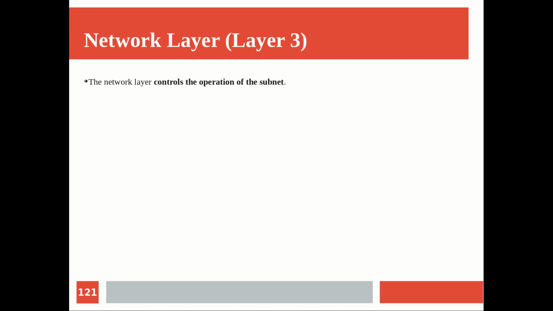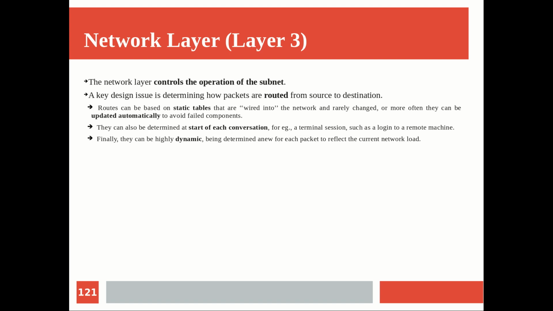So the network layer controls the operation of the subnet over which the information is being communicated. The subnet is a part of the network that is being used by a particular communication. Now the key design issue is determining how packets are routed from source to destination. That means through the subnet, how the routing of the information will happen.